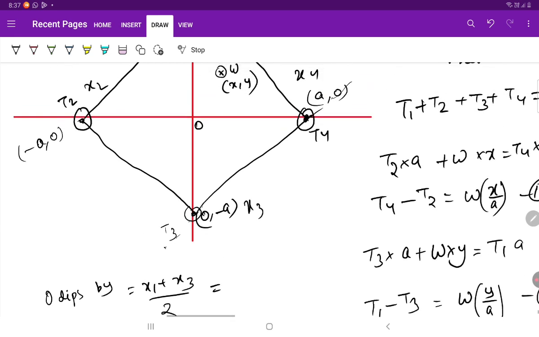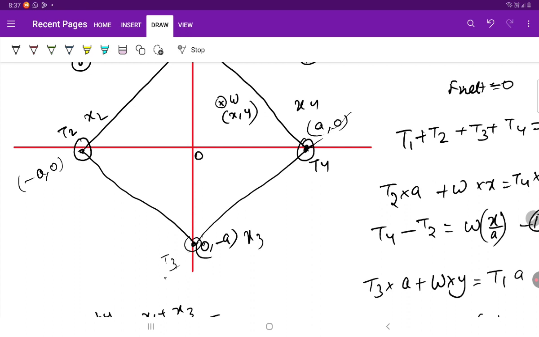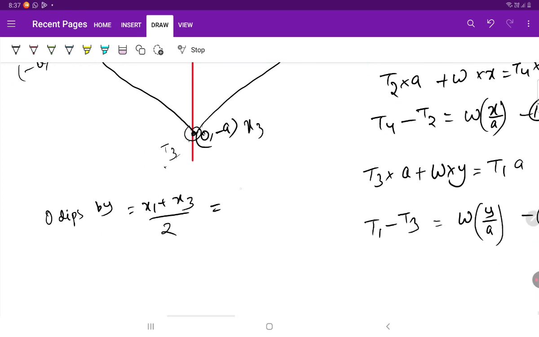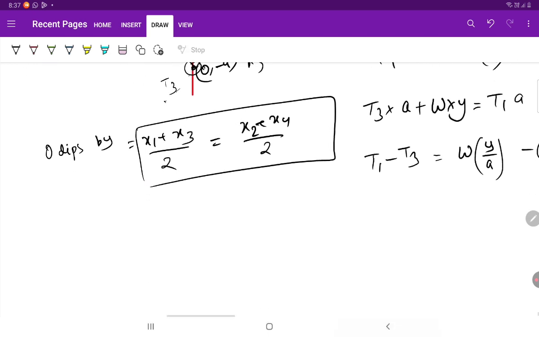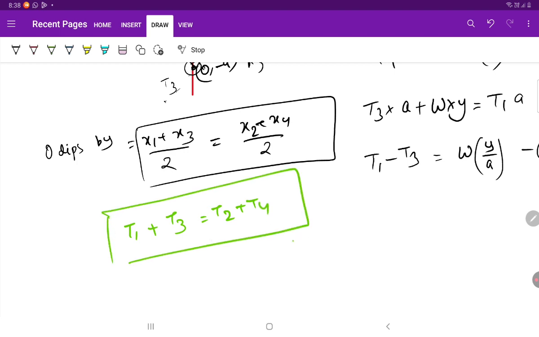And similarly, this is the horizontal x-axis diagonal. This will also dip down by x2 plus x4 by 2. Now, evaluating this equation, multiplying with k on both sides, where k is the force constant, I will get T1 plus T3 equals T2 plus T4. Well, this is a very powerful equation. This equation will help us to solve the whole problem.